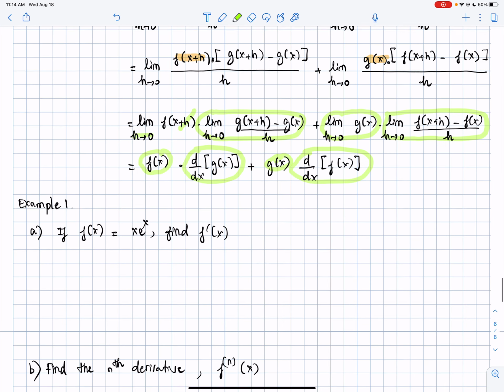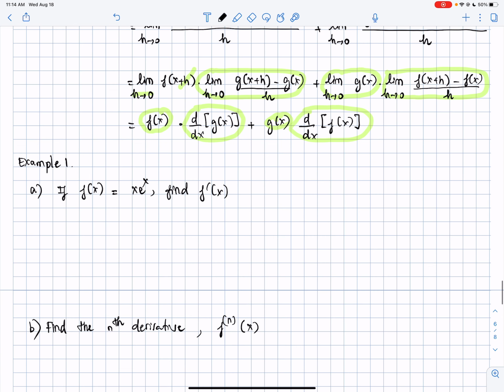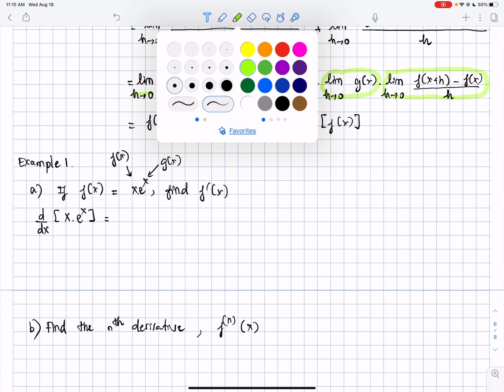So we're gonna do example number 1 to apply the product rule. We have the multiplication between x and e to the x. So we want to take the first derivative of x times e to the x. So this will be the function f of x, and this will be the function g of x. So we have the product rule in this step.